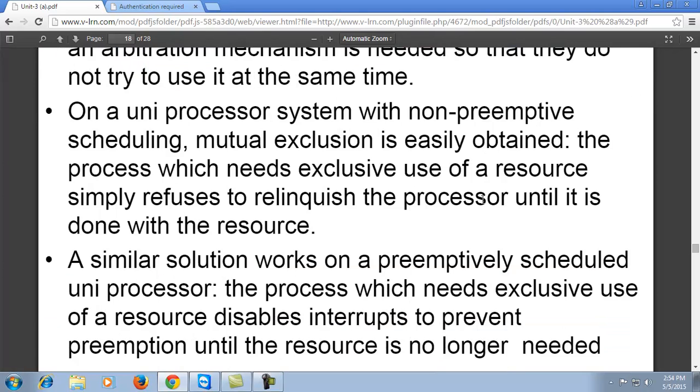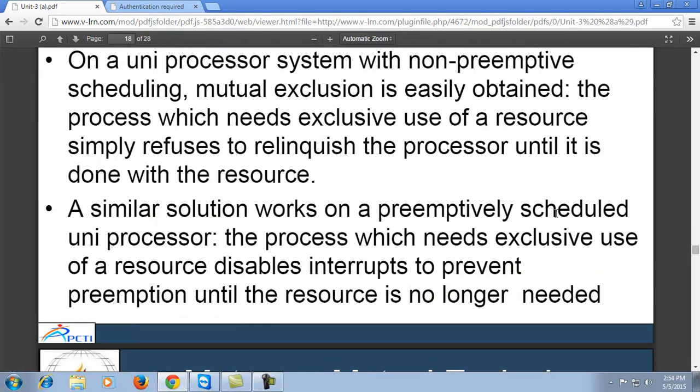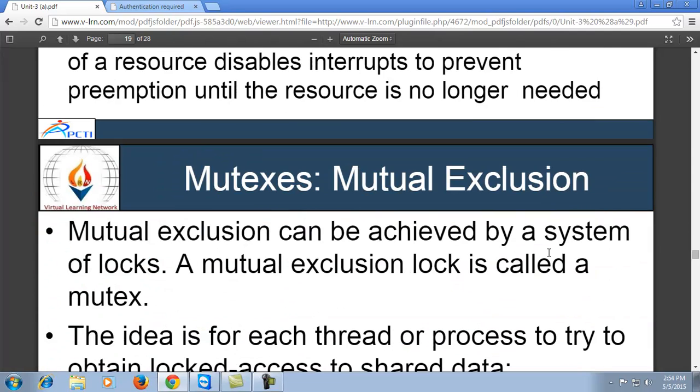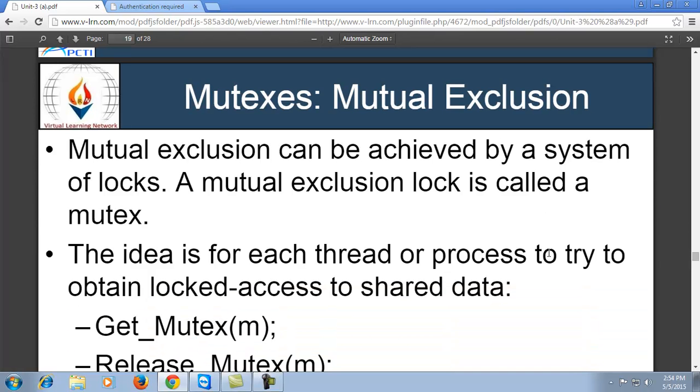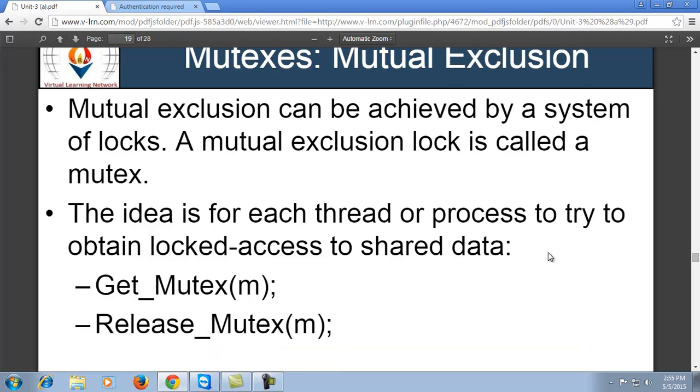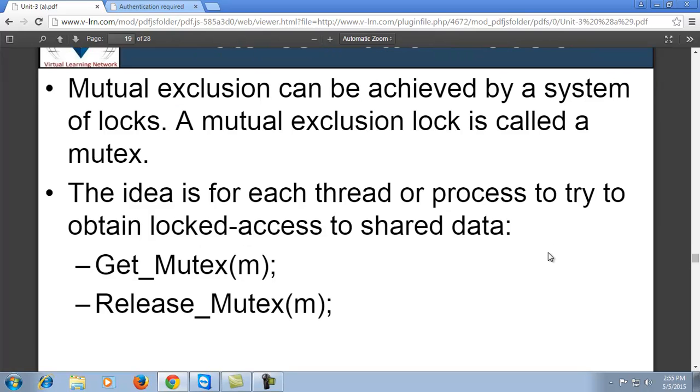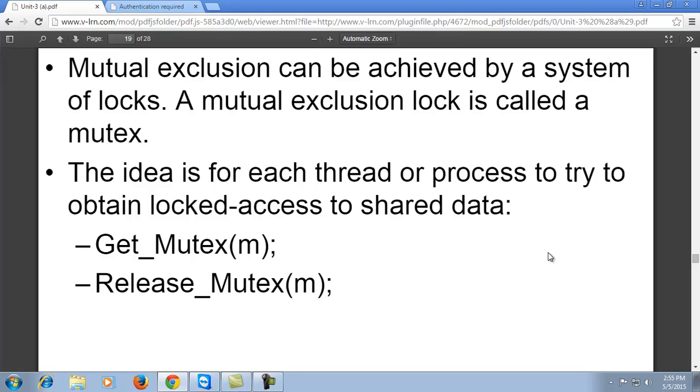A similar solution works on a preemptively scheduled uniprocessor. The process which needs exclusive use of a resource disables interrupts to prevent preemption until the resource is no longer needed. Mutual exclusion can be achieved by a system of locks. A mutual exclusion lock is called a mutex. The idea is for each thread or process to try to obtain locked access to shared data: get mutex and release mutex. Get mutex for locking and release mutex for unlocking the resource or process.